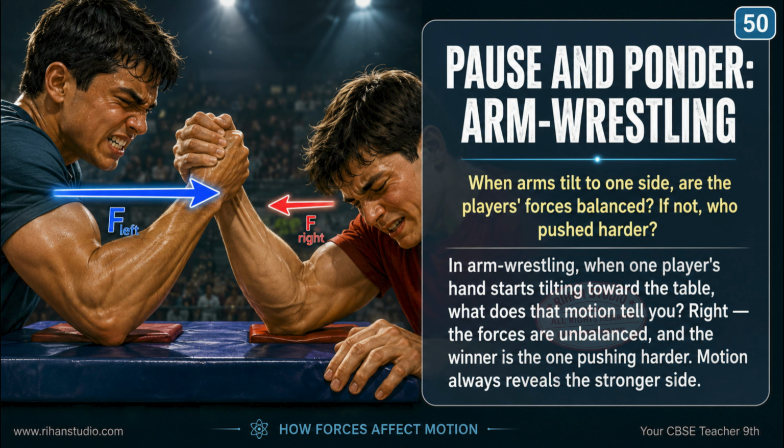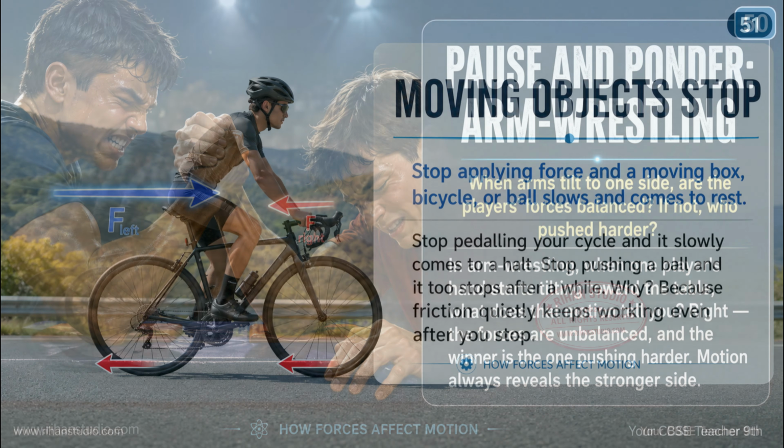Pause and ponder. Arm wrestling. In arm wrestling, when one player's hand starts tilting toward the table, what does that motion tell you? Right. The forces are unbalanced, and the winner is the one pushing harder. Motion always reveals the stronger side.